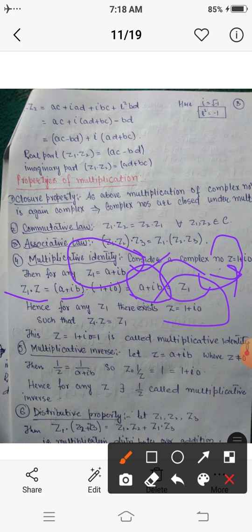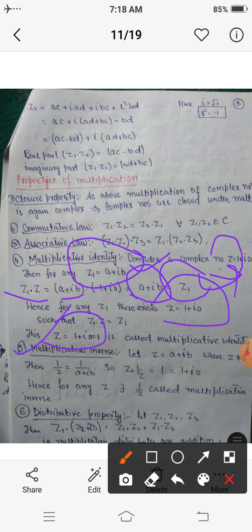Like in multiplication of real numbers, we have 1. If we multiply 1 to any real number, we get that real number. This one is called the multiplicative identity in the set of real numbers. Similarly, in the set of integers or real numbers, 0 is called the additive identity, because it does not affect upon addition. So there exists a multiplicative identity in the set of complex numbers, which is simply called unity, that is 1 plus iota 0, which is simply 1.